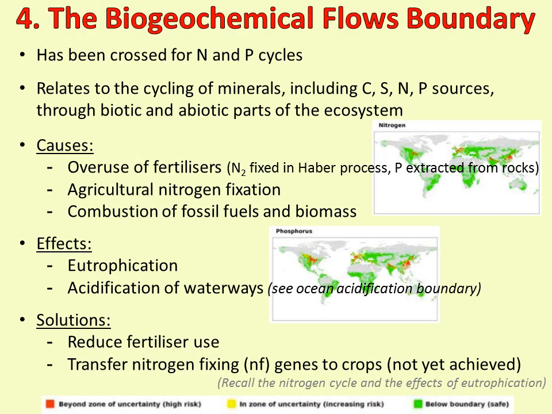The geochemical flows boundary. The limits have already been crossed for the nitrogen and phosphorus cycles, meaning that they are no longer self-sustaining. This is primarily due to the overuse of fertilisers leading to pollution and eutrophication.